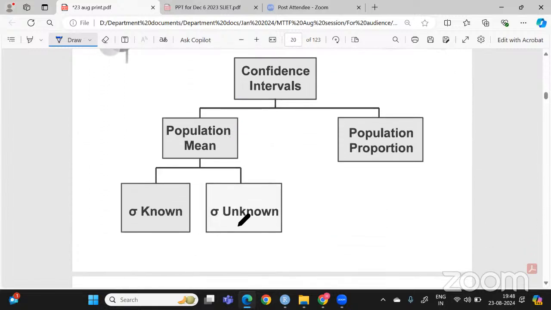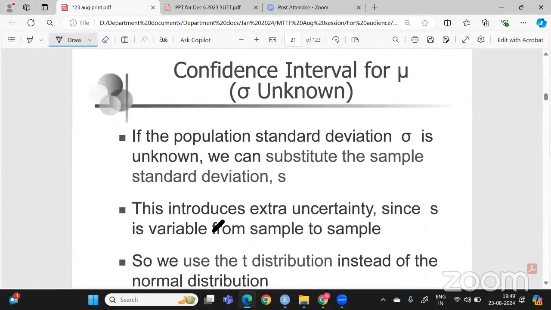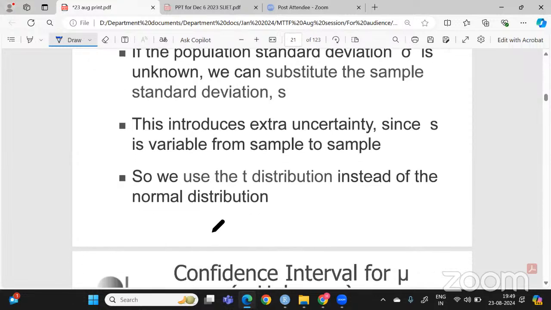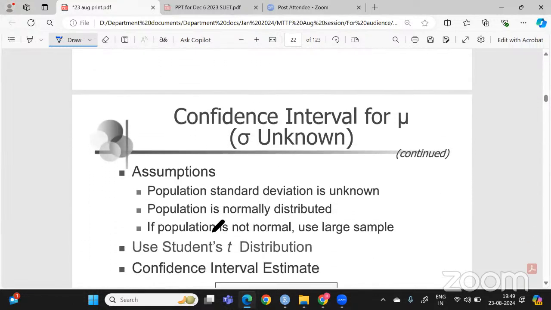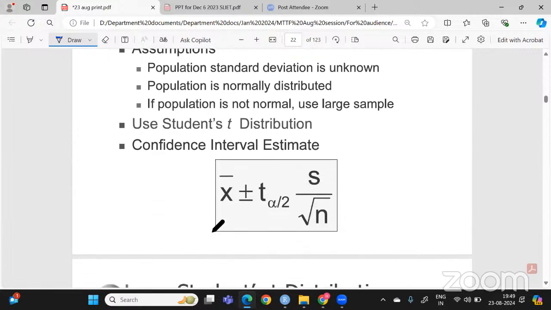Now we are going to discuss the formula for the confidence interval when the population parameter sigma is unknown. There's only one change: when sigma is unknown, we have to estimate sigma from the sample observations. What is sigma? That is the population standard deviation. Now we have to estimate it with the sample standard deviation. In that case, our critical value distribution will change, so we will use the t distribution.